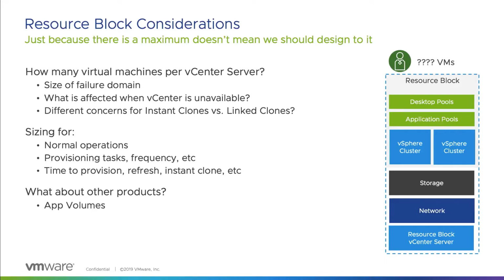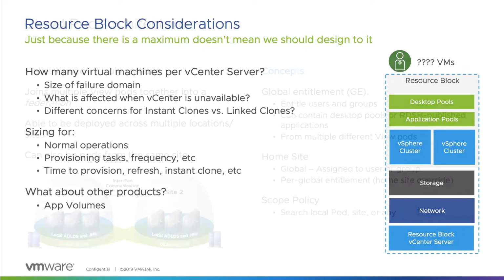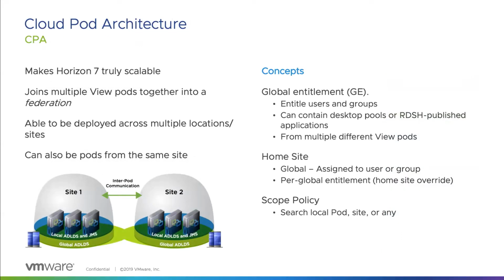vCenter is really busy, so it is a very good idea to make sure that the pod actually fits within the vCenter limits of 3,000 or 4,000 or 2,000, whatever that is. I typically like to keep a resource block to 2,000 users. The reason being that App Volumes performs really well at 2,000. After which it's still okay, but I want to make sure that everyone has enough resources, right? So that's one of the resource considerations.